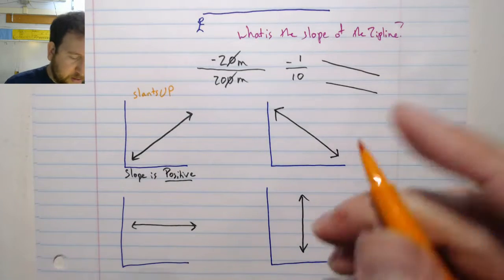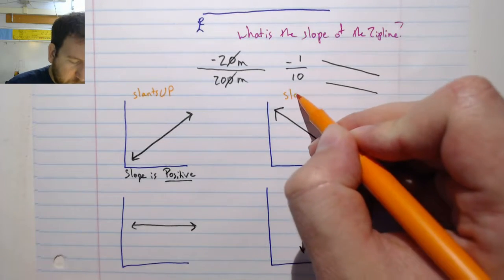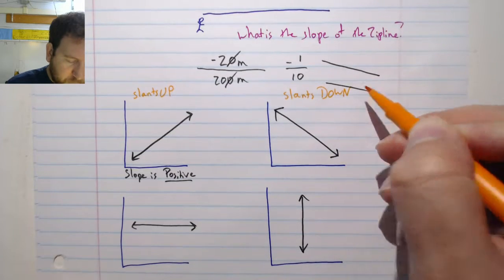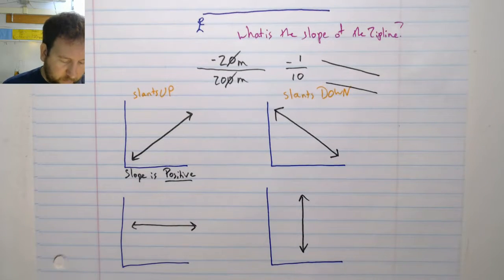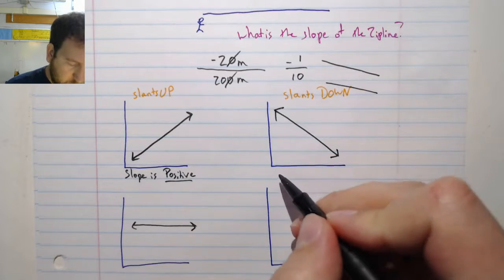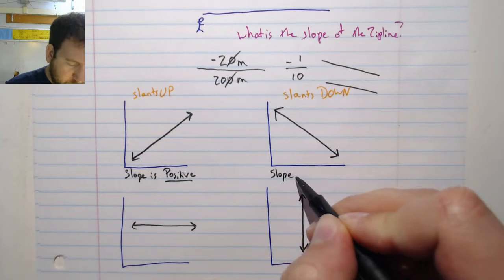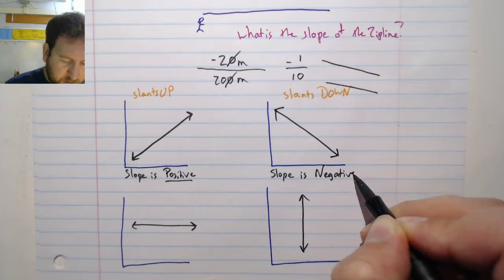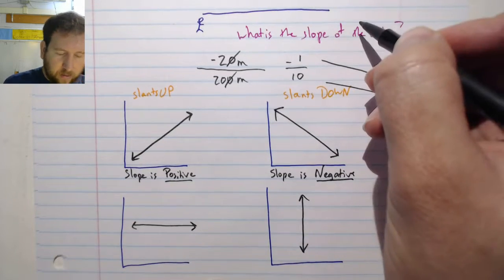For this one, our line slants down. We're going to say that it's negative, just like our zip line that we made earlier.